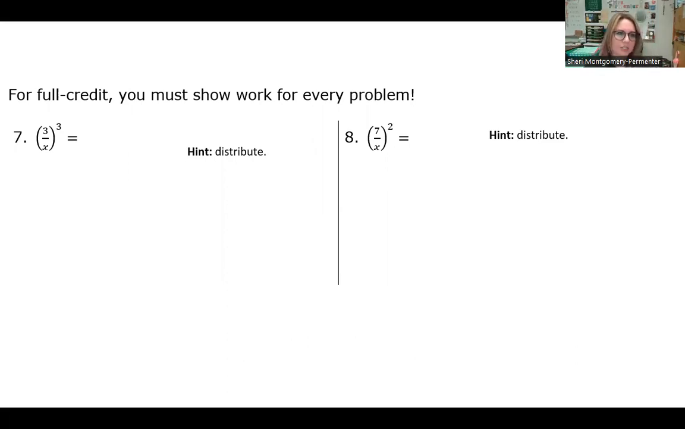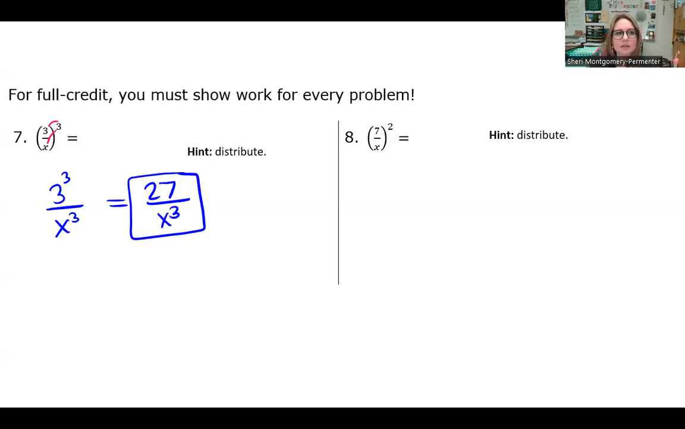We have to make sure that we distribute the exponent, and it has to distribute into both the numerator and denominator. So we end up with 3 to the 3rd power and x to the 3rd power. We need to figure out what 3 to the 3rd power is. That is 3 times 3 times 3. It would be 27. So be careful, it is not 3 times 3, so it's not 9.